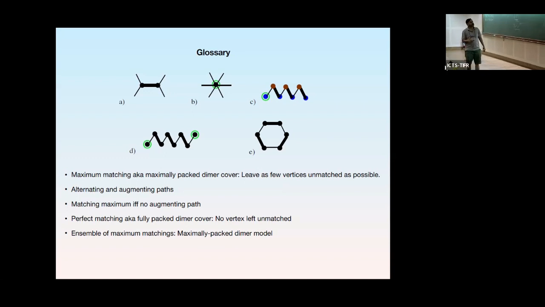This is understood nicely in terms of alternating and augmenting paths. So let me just say what that is. So let's say there's a monomer in a maximum matching because not all graphs can be perfectly matched. If it can be perfectly matched, that means no site is left unmatched. That's a fully packed dimer cover. But if you can't, there'll be some monomer. So you can start from the monomer, go along an empty edge, then go along a dimer, then empty edge, then dimer, then empty edge, then dimer. This is an alternating path. And a good characterization of maximum matchings, if and only if characterization, is that maximum matchings have no augmenting paths. Okay, so that's the glossary of terms.